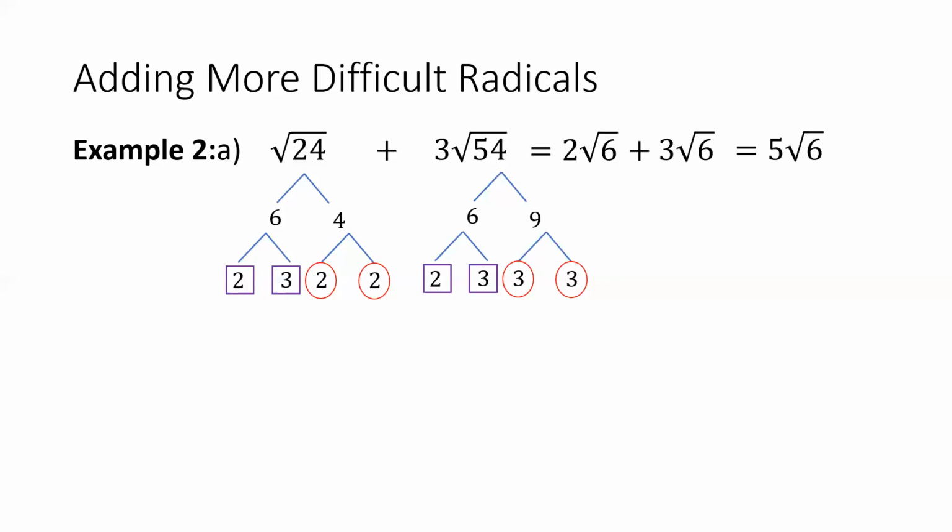I would put a 3 in front of my root. I would have 2 times 3 is equal to 6. And then I would get 5 root 6. Hopefully that wasn't super confusing. I imagine it might be, but the good news is we have another example coming right up.